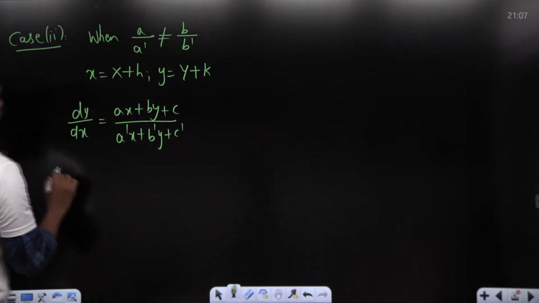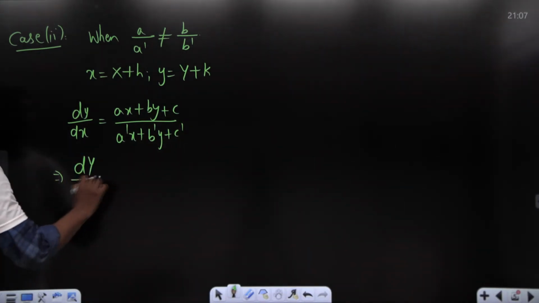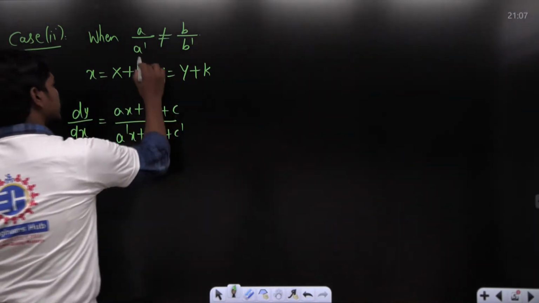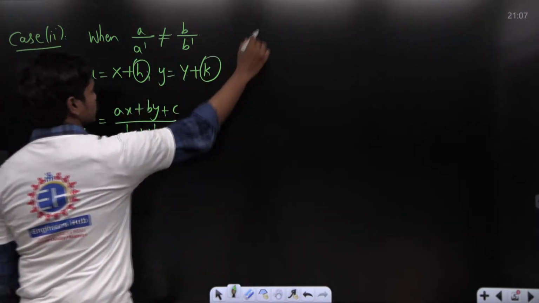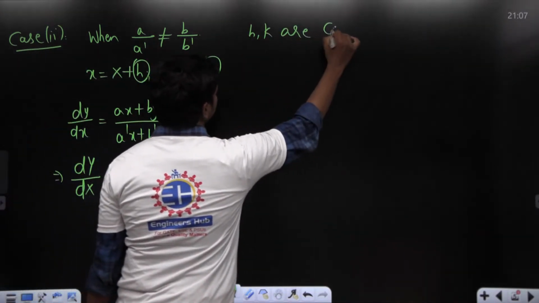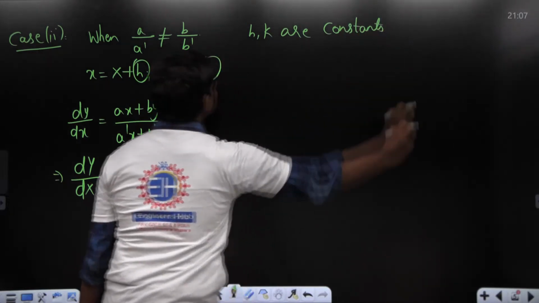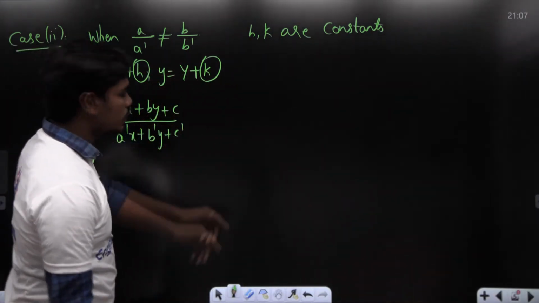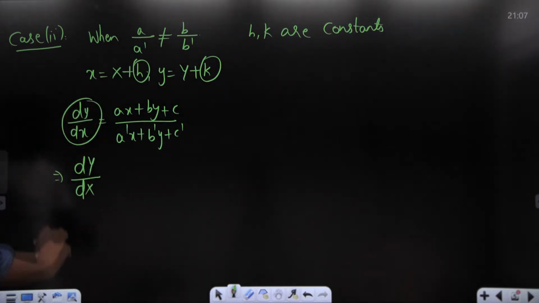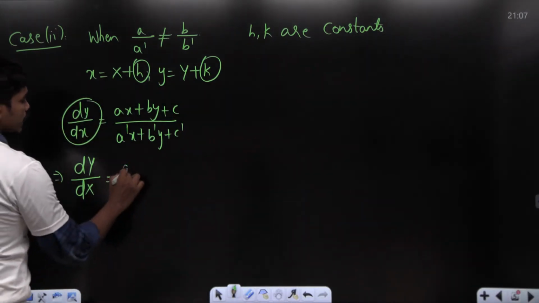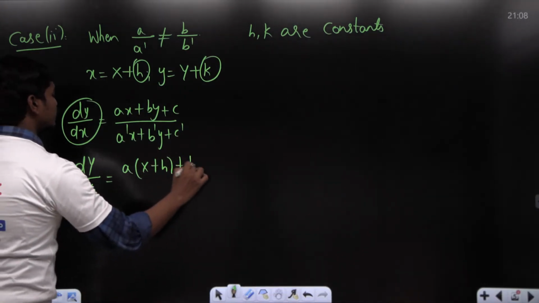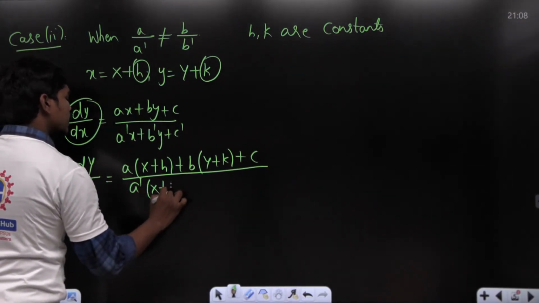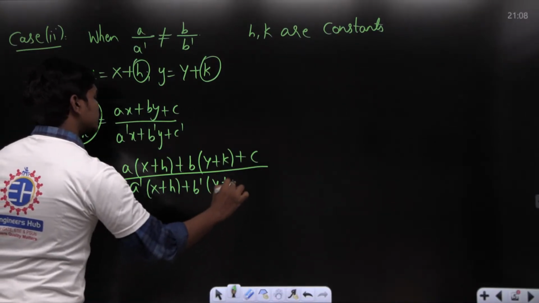So if you make this substitution, you will be getting something like d capital Y by d capital X, because if you differentiate this expression, d small y is equal to d capital Y plus 0, because h comma k are constants. So this dy by dx term gets converted to d capital Y by d capital X, and this is equal to a times of x plus h plus b times of y plus k plus c divided by a dash of x plus h plus b dash of y plus k plus c dash. This is what you will be having.